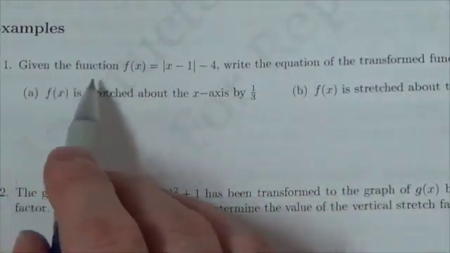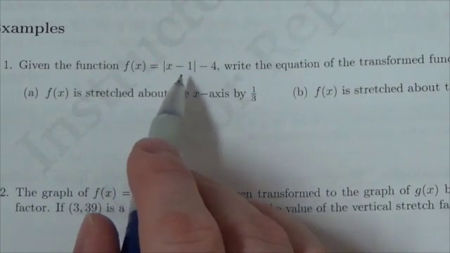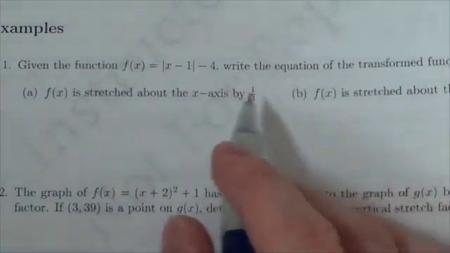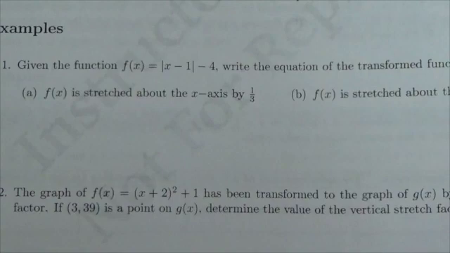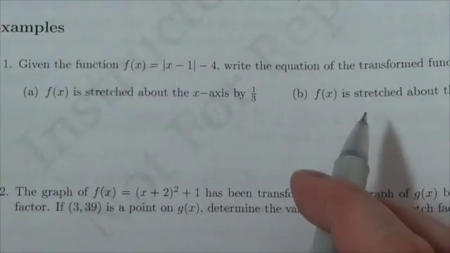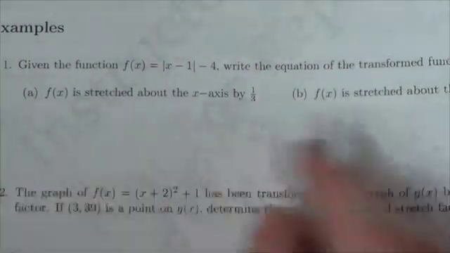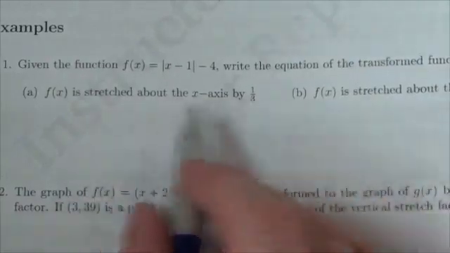It says, given the function f of x equals the absolute value of x minus 1 minus 4, write the equation of each transformed function if. Okay, well, let's do these, actually maybe let's do both of these together here. I was going to do B. Let's do them both here.